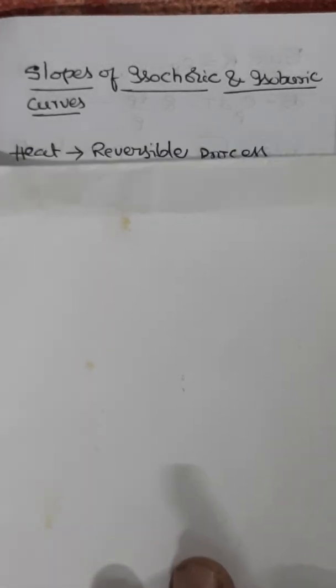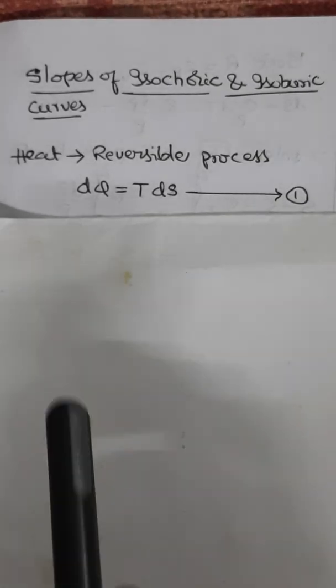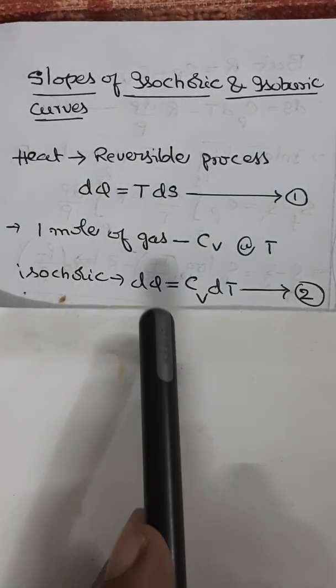Using the isochoric and isobaric slopes, we can compute the amount of heat transferred as well as the amount of heat rejected. For example, take a reversible process. When heat is transferred in a reversible process, we know that dq equals TdS. In that case, if 1 mole of a gas is heated at constant volume, which is nothing but an isochoric process, at a temperature T, then dq becomes Cv dT.